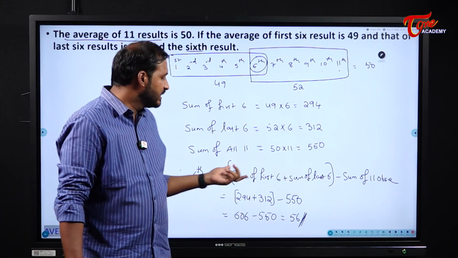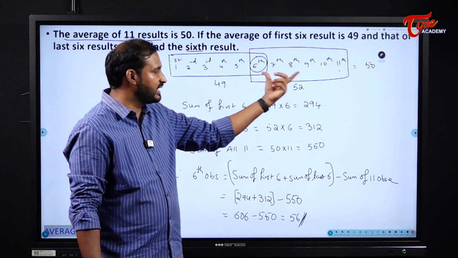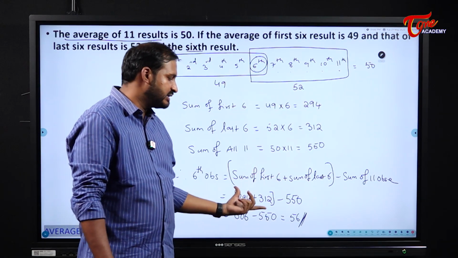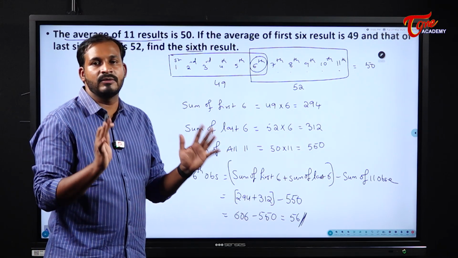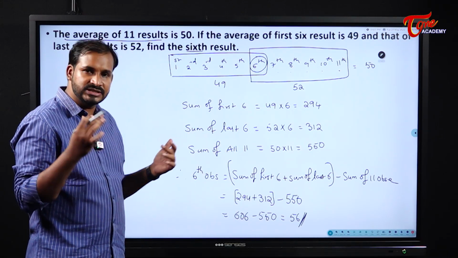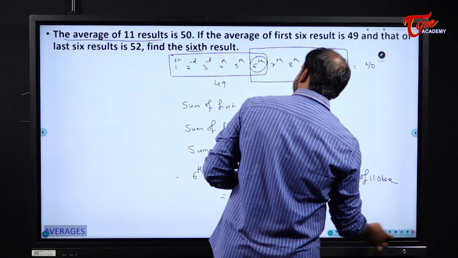The reason is this logic: we are counting the sixth observation in both the first 6 and the last 6. That is why we can find only one value, the sixth, and in the examination also they will ask that common observation's value only. Okay, right? We will see the next one.